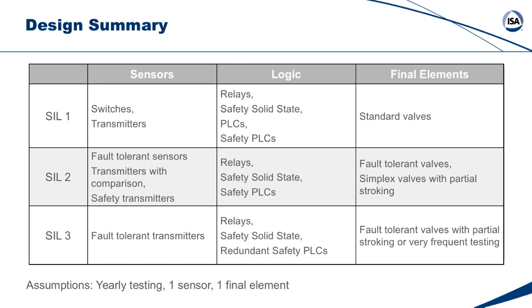Now this is what we might term a cookbook based on the set of assumptions here: yearly testing, just one input and one output. Now those inputs and outputs might be fault tolerant or redundant, but it's still just one input pressure and one output shut flow. But I might measure pressure with multiple sensors and shut flow with multiple valves. Now SIL, Safety Integrity Level 1, can be done with just about anything, and non-redundant stuff, switches or transmitters, about any logic solver and standard valves.